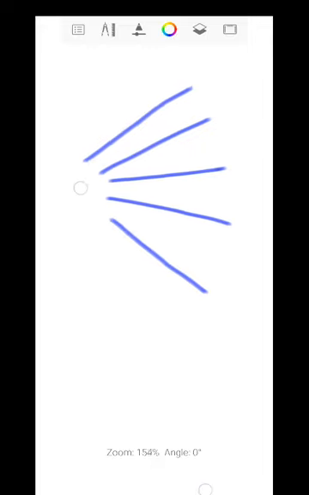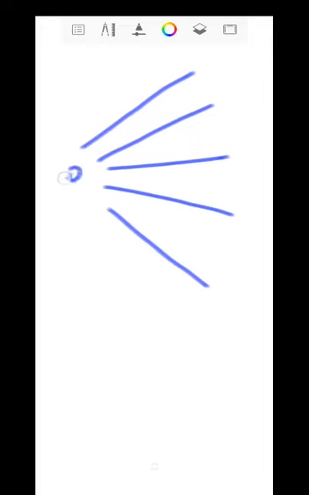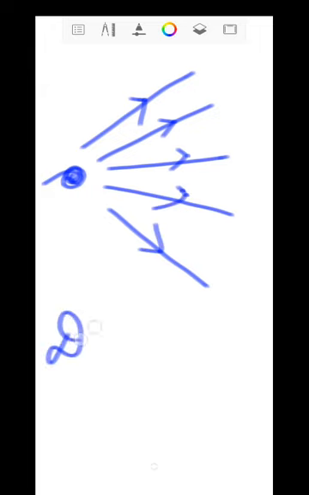divergent. This means that it diverges from one point. Suppose here is the point. From one point, the light rays diverge in different directions. So, in which direction will we give the arrow? We will give the arrow in the outward direction. These are the divergent beam of light, divergent rays.